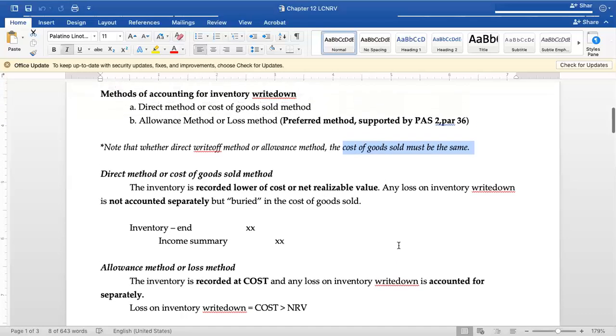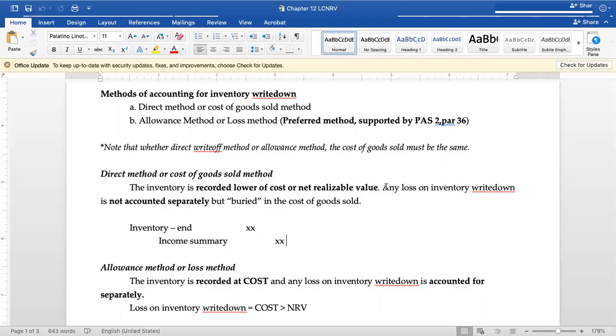So, how do we account using direct method or cost of goods sold method? The inventory is recorded at lower of cost or net realizable value, and any loss on inventory write-down is not accounted for separately, but buried in the cost of goods sold. Since direct, you need to record the inventory at the lower between the cost or net realizable value. Diretso, automatic. Whichever is lower, cost or net realizable value, automatic, the value of the inventory is the lower between the cost or net realizable value. Then we debit inventory end, we credit income summary, or pwede na to dira we credit cost of goods sold account.